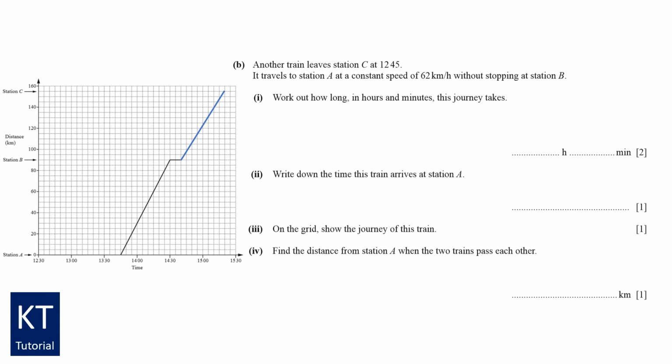Question 7b. Another train leaves station C at 12:45. It travels to station A at a constant speed of 62 km per hour without stopping at station B. Work out how long, in hours and minutes, this journey takes. The length of time can be calculated by dividing distance by speed.